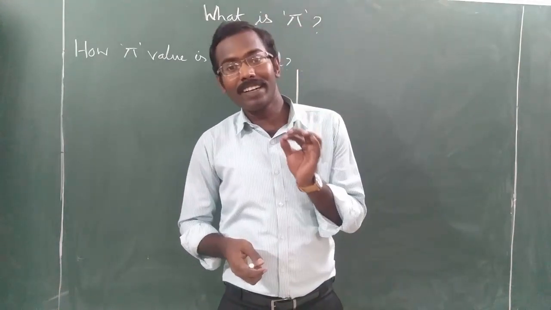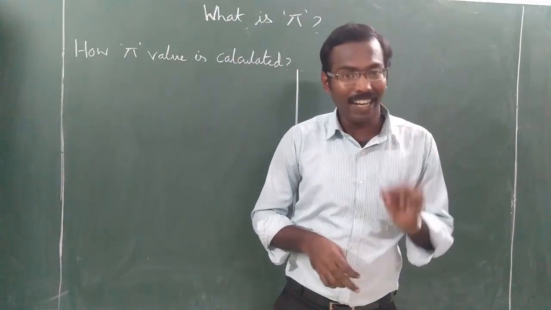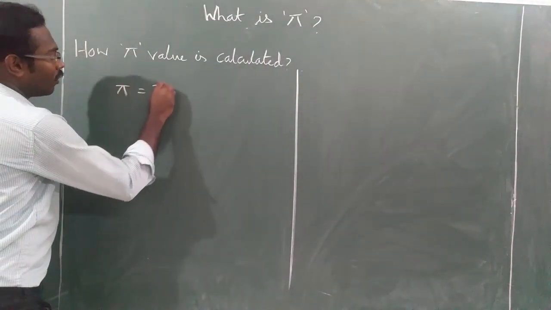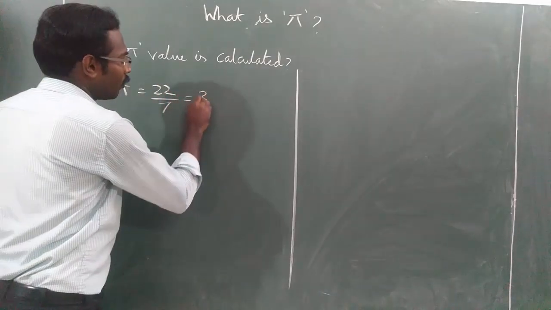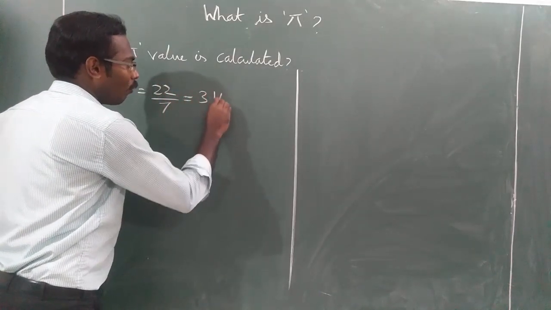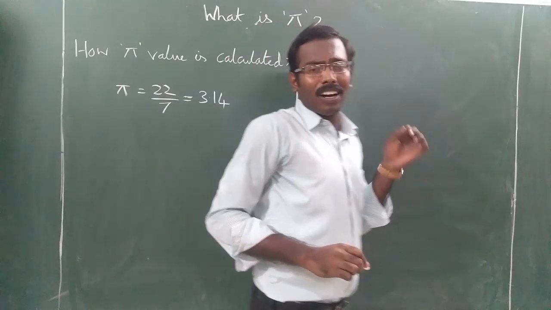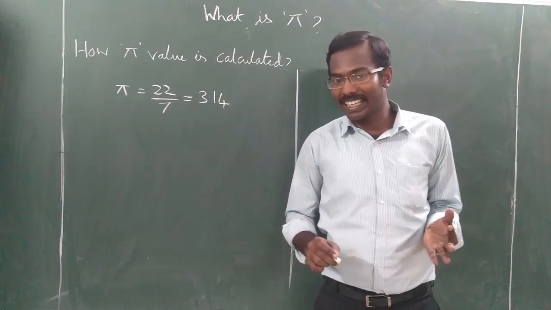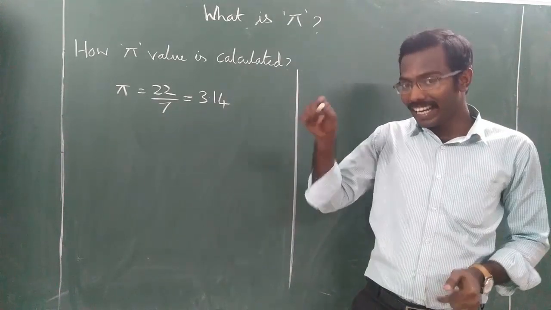In mathematics, often we are using the term pi and the teacher used to say pi value is equal to 22 by 7, that is equal to approximately 3.14. Okay, you may have got the doubt, what is this pi? How this pi value is calculated? I am going to teach you that in this class.